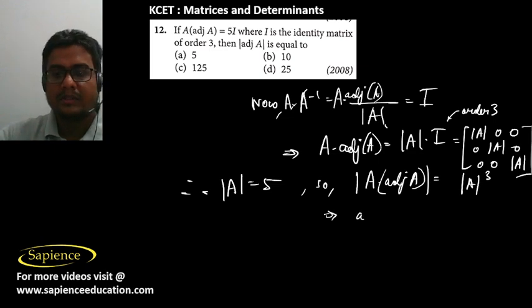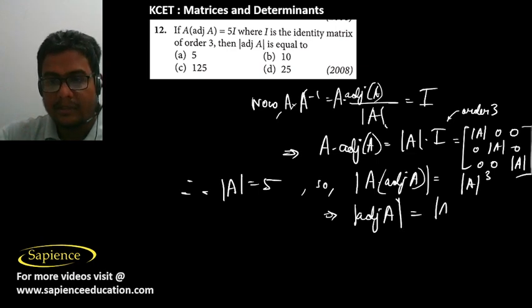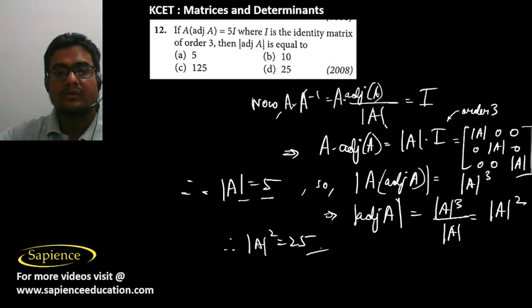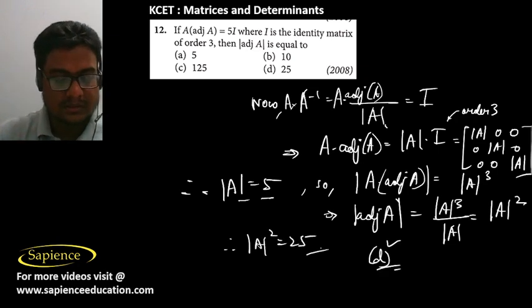So therefore we can say that the determinant of adjoint of A will be equal to the determinant of A cube divided by the determinant of A, which is equal to determinant of A whole square. So now here the determinant of A is 5, so therefore the determinant of A whole square is equal to 25. So option D is the correct answer.